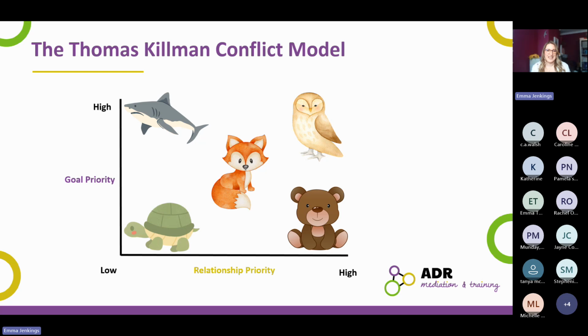So as you can see here in the top left from what I can see, we've got at the highest point of the goal priority, but the lowest point of the relationship priority, we've got the competitive shark, where actually it's about winning the situation. They want to win the argument, and it doesn't matter about the relationship. The goal is the priority here.